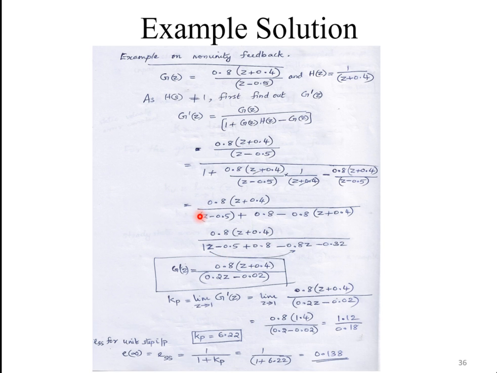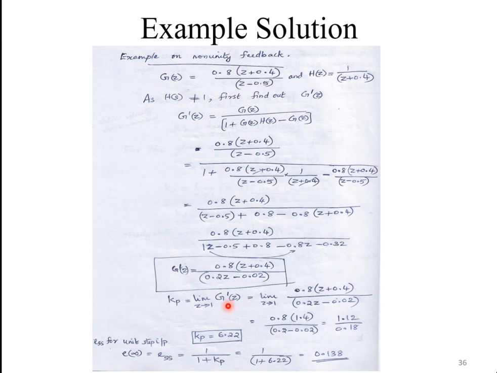So this is taking out the bracket, that is 1 Z minus 0.5 plus 0.8 minus 0.8 Z minus, that is here plus into minus 0.8 into 0.4 is 0.32. So just like that you can add. Okay, that is 0.8 into Z plus 0.4 divided by 1 Z minus 0.8 Z, that is 0.2 Z minus, these two are minus, so that is minus 0.5 minus 0.32, that is minus 0.82 plus 0.8, that is 0.02.